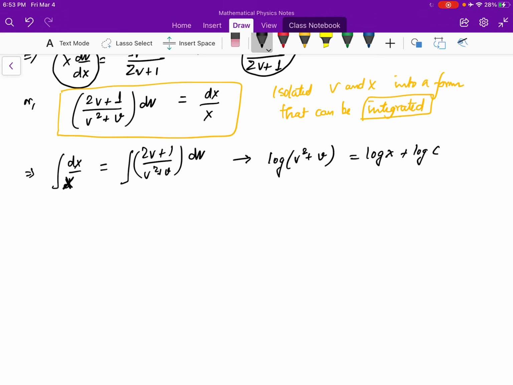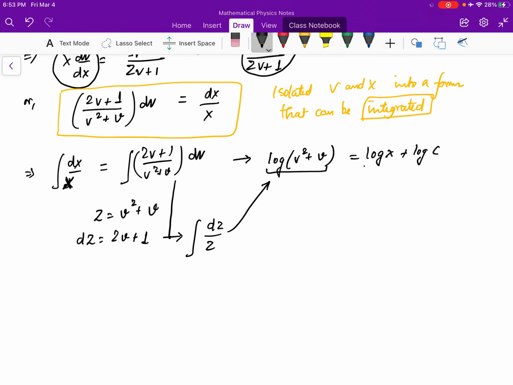This is a very easy exercise. Let's say you take z equal to v square plus v, and then dz is equal to 2v plus 1. So essentially, if you do an integration, this expression reduces to integration dz by z, and that's exactly equal to the one that we have over here. So this kind of substitution really helps us in moving forward with our calculations, so that it makes our life simple, right? So then we have v square plus v, and then the other aspects.